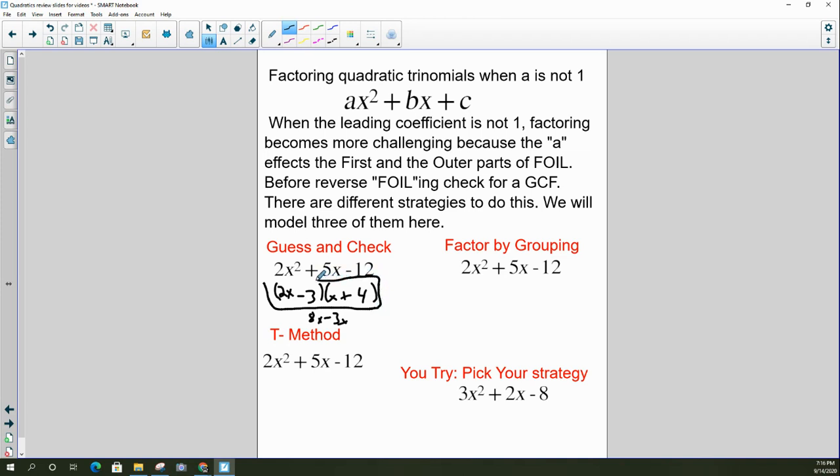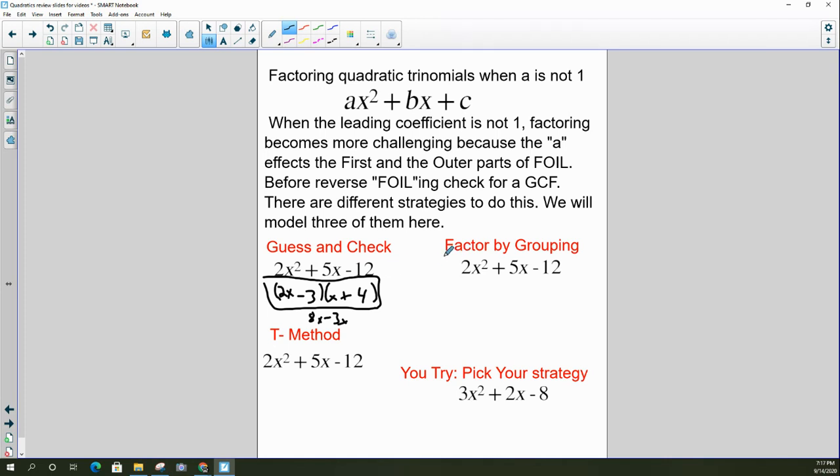Now, I did that on the first one. What if I would have tried 2 and 6 first? Or what if I would have tried 4 there and 3 there? It wouldn't have worked. So you just have to keep trying until you get the right combination. It's a lot of mental math. The better you are at mental math, the easier guess and check will be for you.